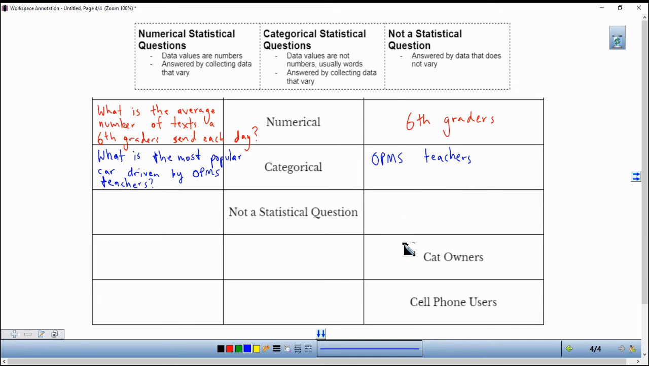All right, let's write a question that's not statistical. Not statistical. Sorry, just had another special guest, which is nice.